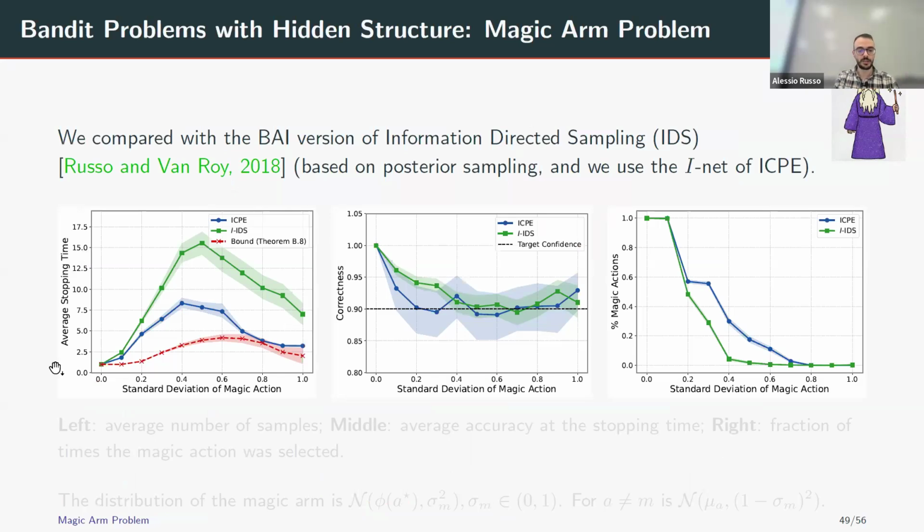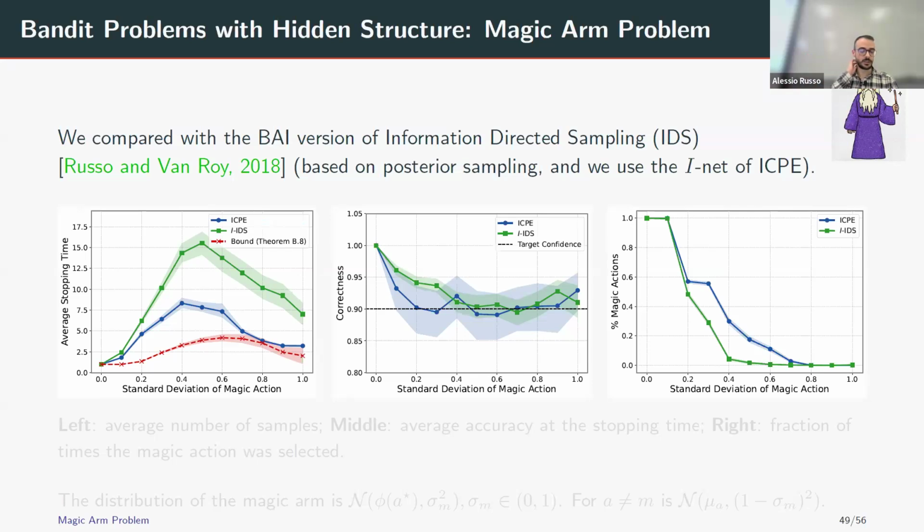Here on the left, you can see the plot of the average stopping time versus the standard deviation of the magic arm. When the standard deviation of the magic arm is 0, we see that it takes exactly just one sample to solve the problem, as we expected. As you increase the standard deviation of the magic arm, it will start to require more and more samples. And after a certain point, it will not sample the magic arm anymore, because there is too much noise, and it just doesn't make sense for the agent to sample the magic arm.